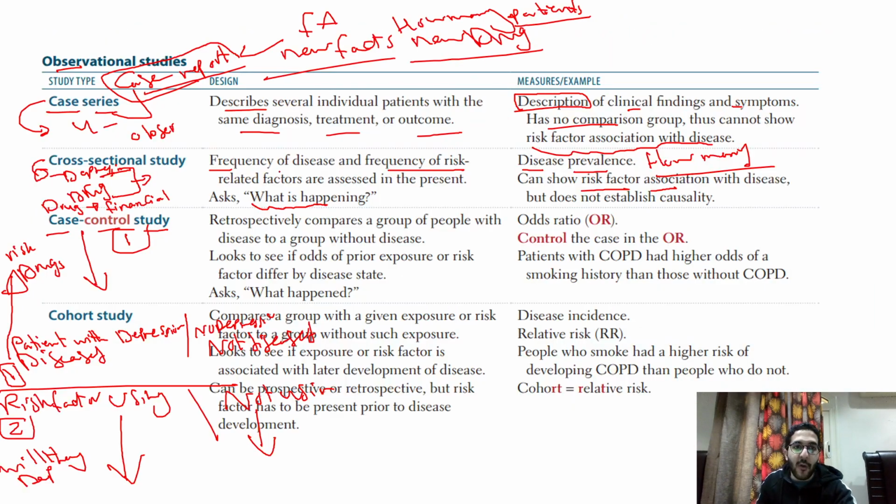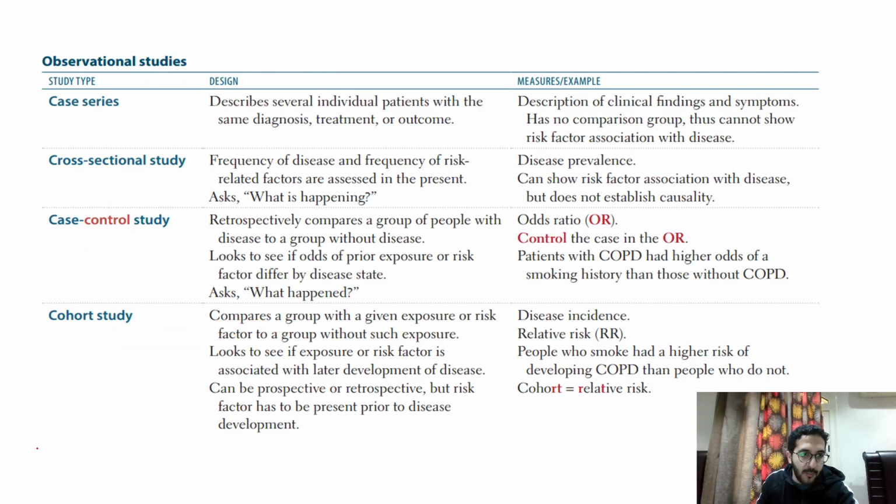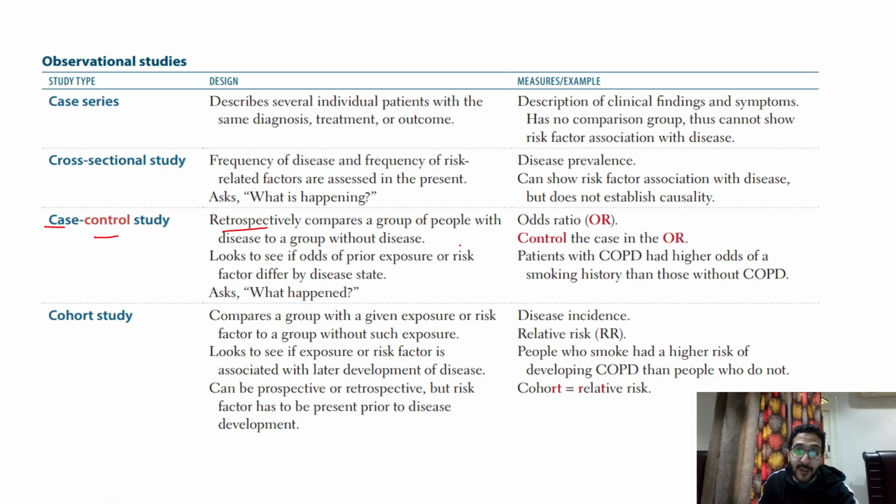Let's now recap from here again, just to cover them again. So, case control: it's retrospectively comparing groups of people with the disease. You start with the disease to see whether they were exposed to risk factors or not. So you're asking what happened in the past, and you measure the odds ratio.